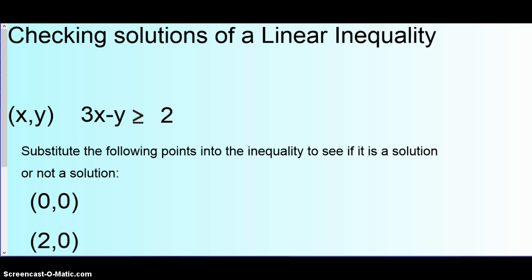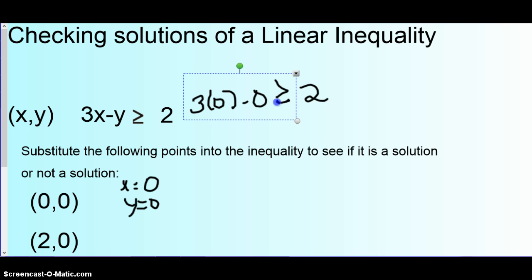So looking at the first one here, we've got 0, 0, where x is equal to 0 and y is equal to 0. When we substitute in for that x and y in this original equation, we get 3 times 0 minus 0 is greater than or equal to 2. So when you do the work on that, we've got 3 times 0, which is 0. 0 minus 0 is 0, and 0 is not greater than or equal to 2. So we would say no, 0, 0 is not a solution.